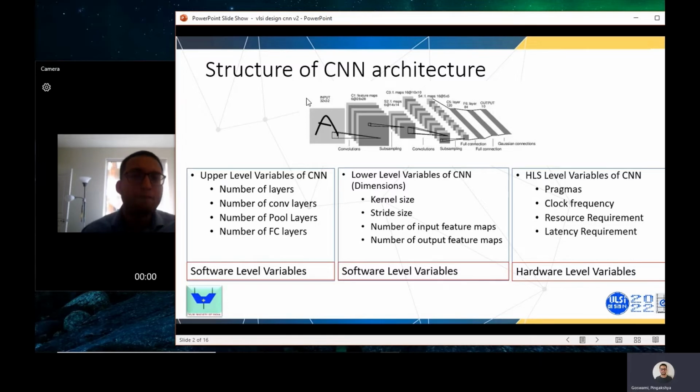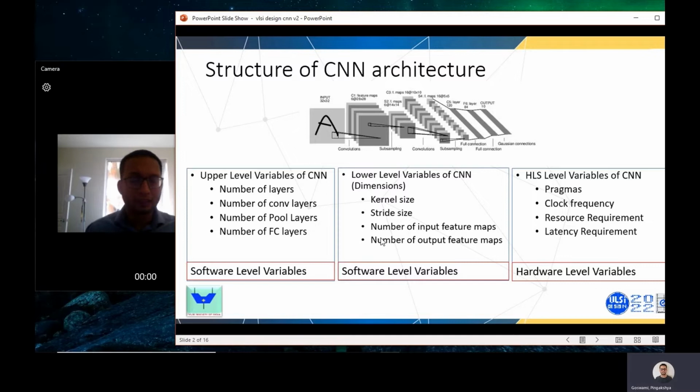In this diagram, we have shown the image of a LeNet, which is used to detect handwritten digits. In this slide, I have shown the different variables used in CNN, like number of layers, number of convolution layers, number of pooling layers, and number of fully connected layers. And inside each layer, we have various other finer details like kernel size, stride size, number of input feature maps, and number of output feature maps.